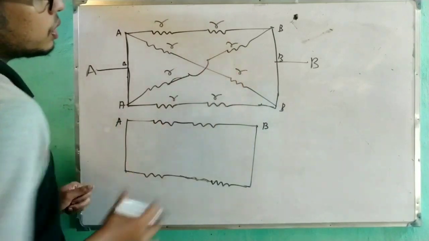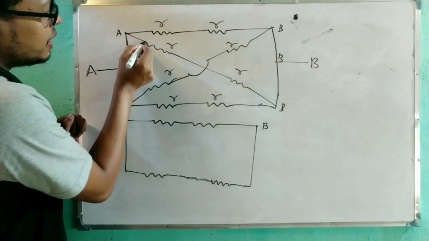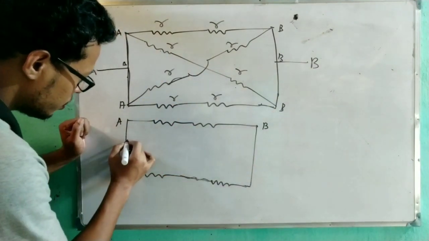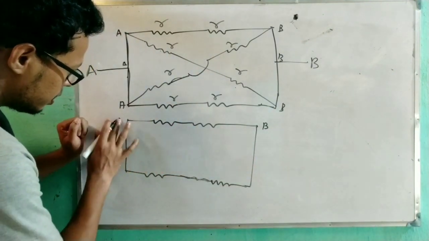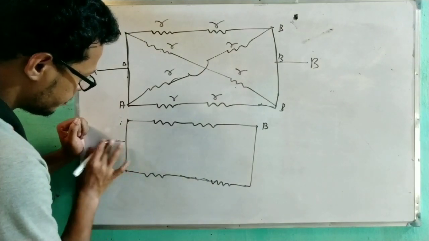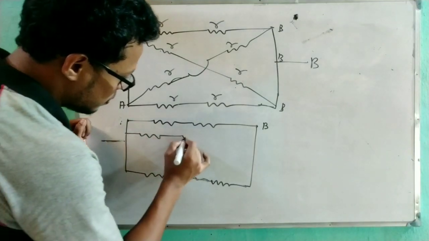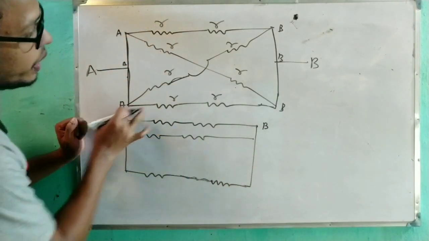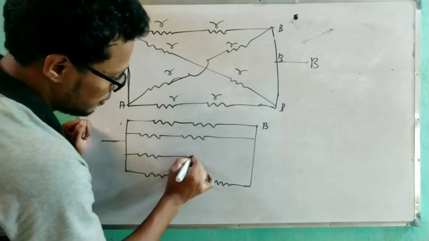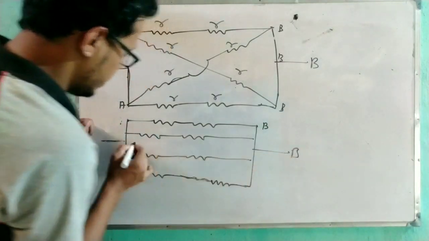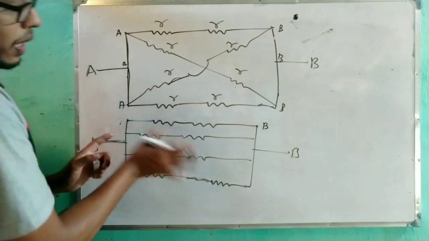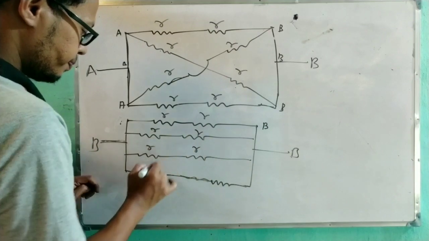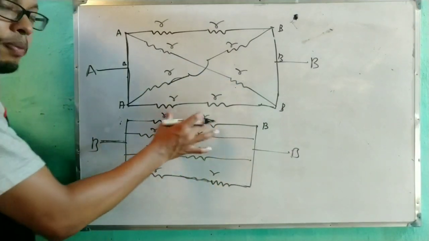Now what about these two resistors? See, these two resistors are connected in between A and B also. So here also I am giving, suppose this is A, and the same case is happening over here also, A and B. Now see, this is A, this is B, so all are parallel. And one thing, see here R plus R, the total resistance will be 2R.